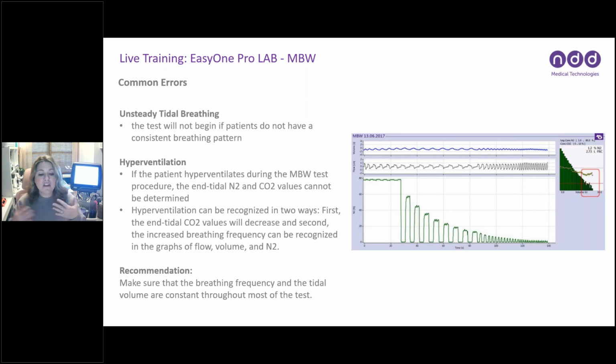So again, making sure that the frequency and the tidal breathing are consistent throughout the majority of the test. And again, that's on us, the coaches. You can see here in my picture when I started just breathing very, very fast. Even if you're not watching your respiratory rate number next to your inspiratory gold bar, you can definitely see it here on all 3 of those waveforms.